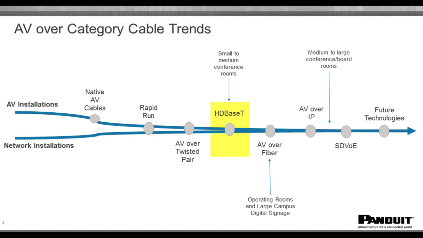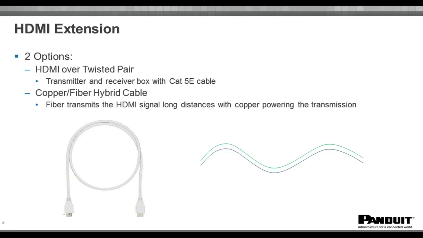And then in the future, there's going to be no separation. AV and datacom are completely converged. Any technologies moving forward, like SDVoE or any AV over IP systems or anything that's on the horizon, those are likely all going to be run over your standard network.